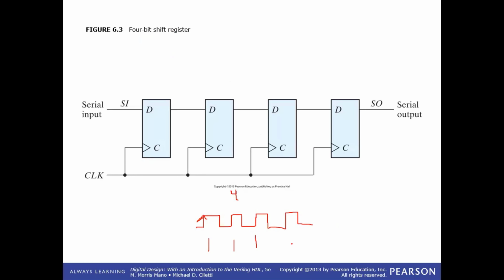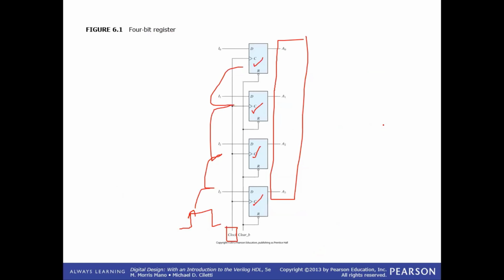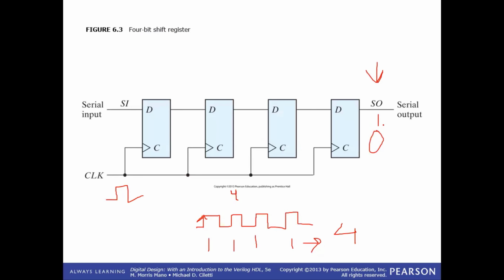So a total of 4 bits would be transferred after 4 positive cycles, because at the serial output, after each positive edge, a single bit comes out, either 1 or 0. After 4 positive edges, we will have 4 bits at the output. In parallel loading, we had 4 bits transferred at once. In serial transfer, we use this circuitry to transfer the input to the output bit by bit.